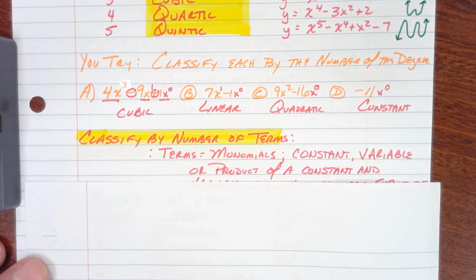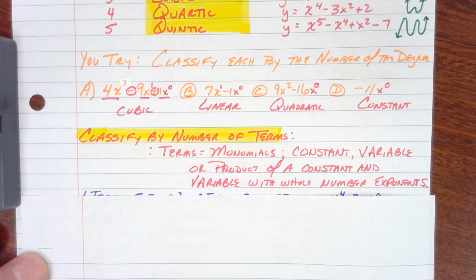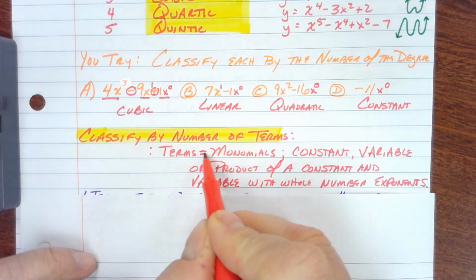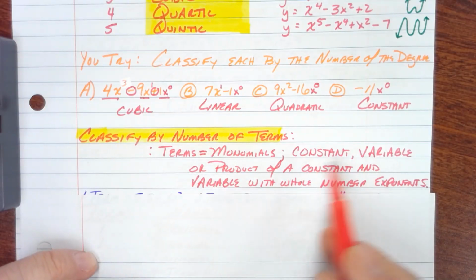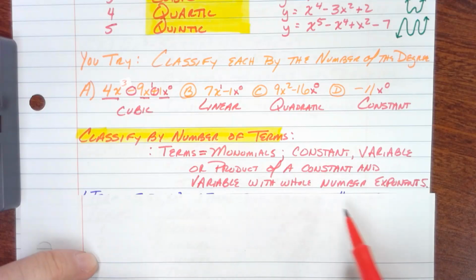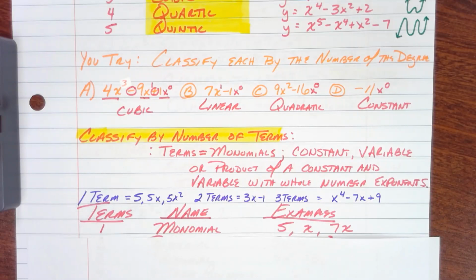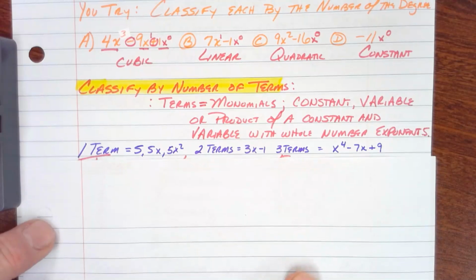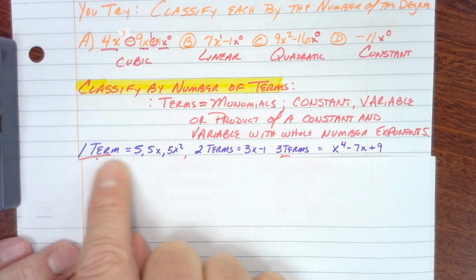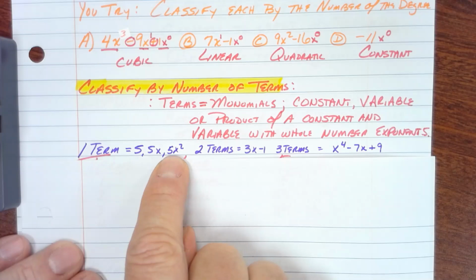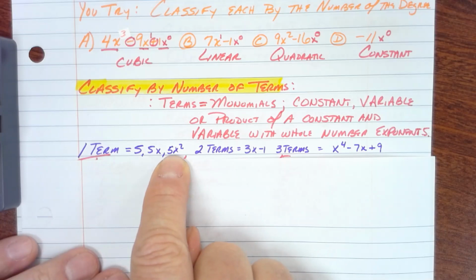we also classify polynomials according to the number of terms, or monomials. Remember, these are the same thing. It's a constant, a variable, or a product of a constant and variable with whole number exponents. Examples of those with one term: a number, a product of a variable and a number, and that having a whole number exponent.